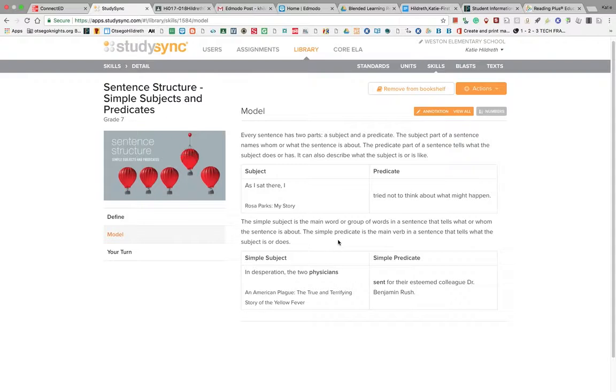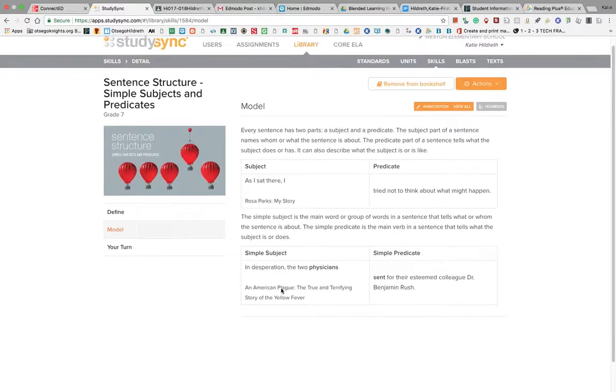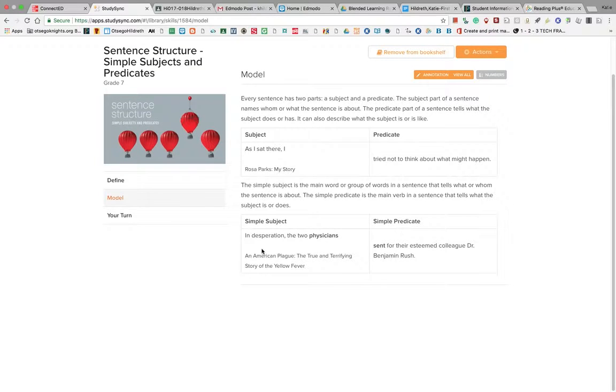The simple predicate is the main verb in a sentence, and that tells us what the subject is or does. So they gave you two more examples right down here at the bottom. In desperation, two physicians. Physicians are the people who we're talking about. And what did they do? Sent for an esteemed colleague, Dr. Benjamin Rush. So we can actually demonstrate sending someone to get someone else, right? So this is an action verb again, okay?